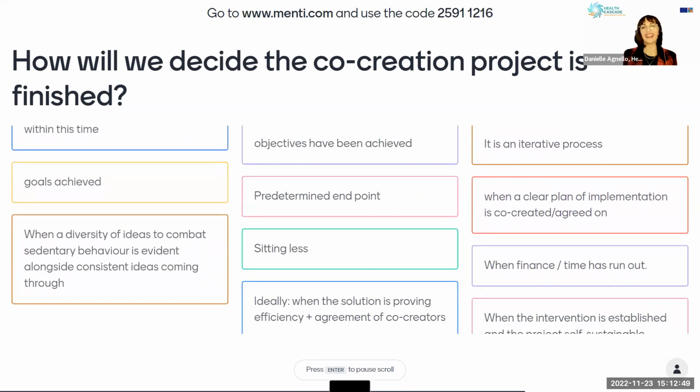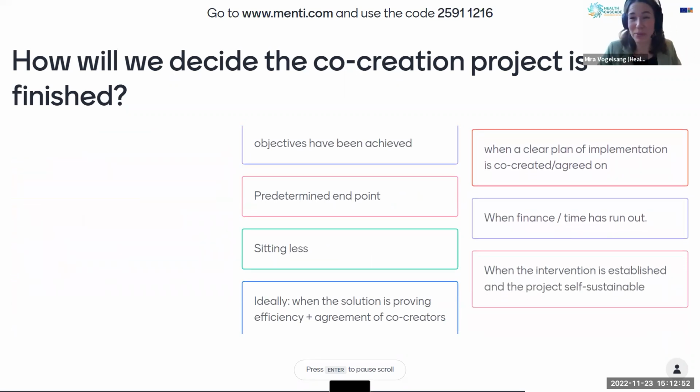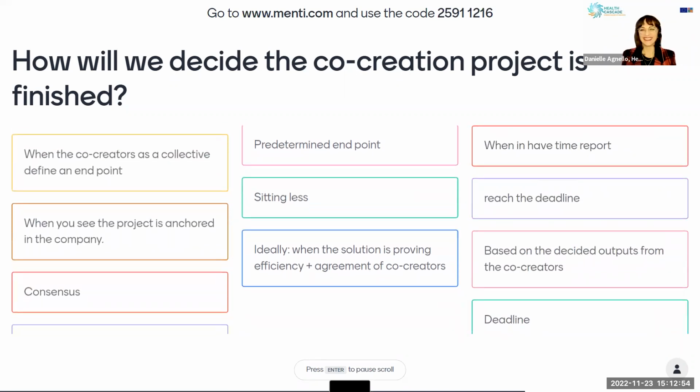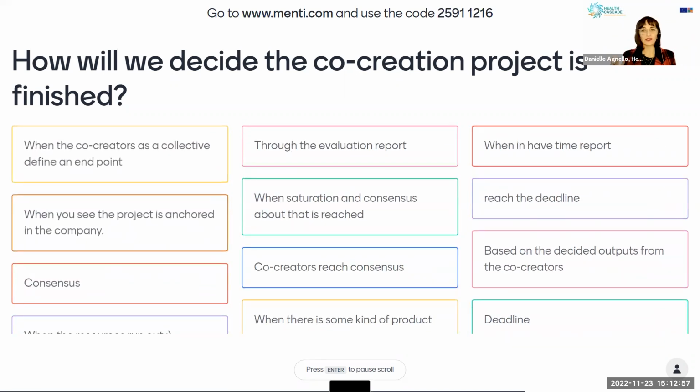Sitting less. I just saw that one. When everyone's sitting there, when we have a fully standing company and we do it. Quick solution, remove all the chairs.